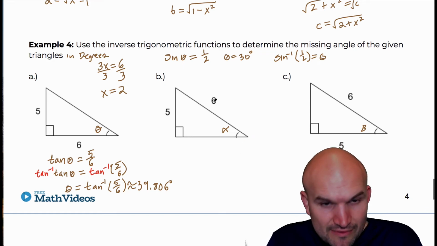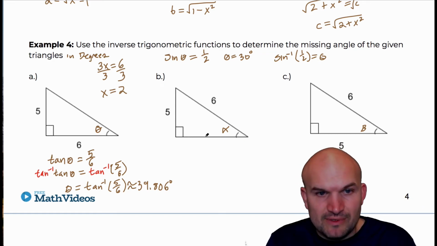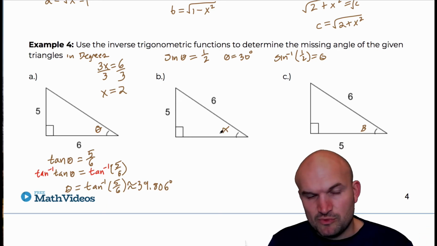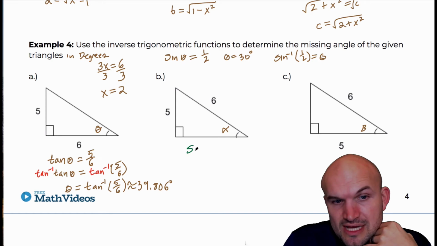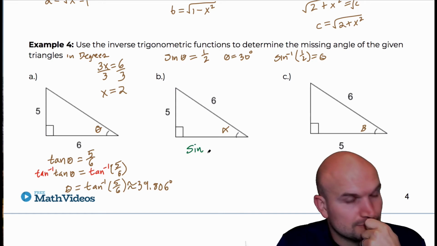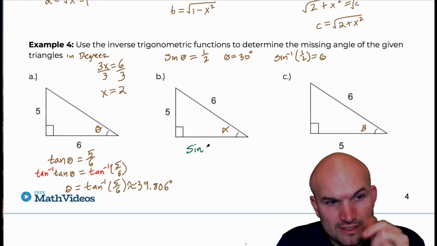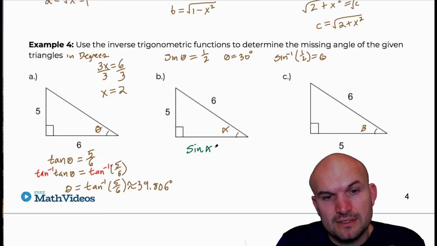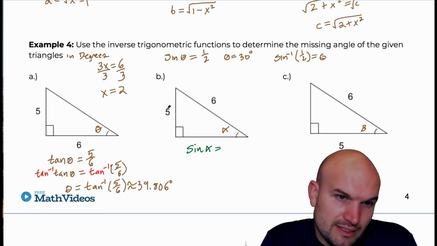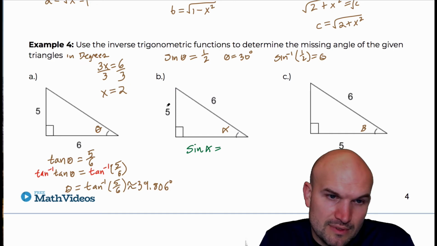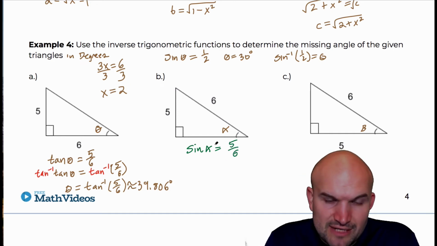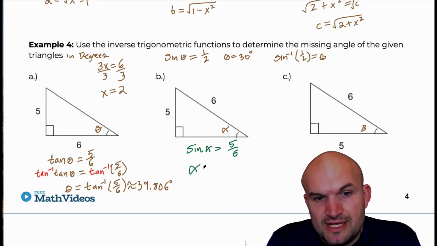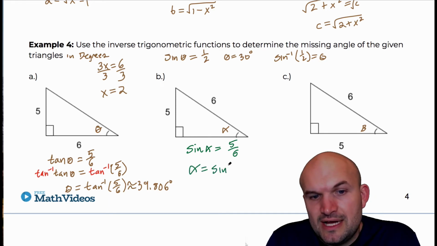Okay, so now in this triangle, we're going to do kind of the same thing, but now we realize that we don't have a tangent relationship with our angle theta. Now we have the opposite side and the hypotenuse. So I'm going to want to use the sine function. So I'm going to say sine of alpha is equal to the opposite over the hypotenuse. So hopefully you can see now to evaluate for the inverse, I'm just going to say theta is equal to sine inverse of 5/6.